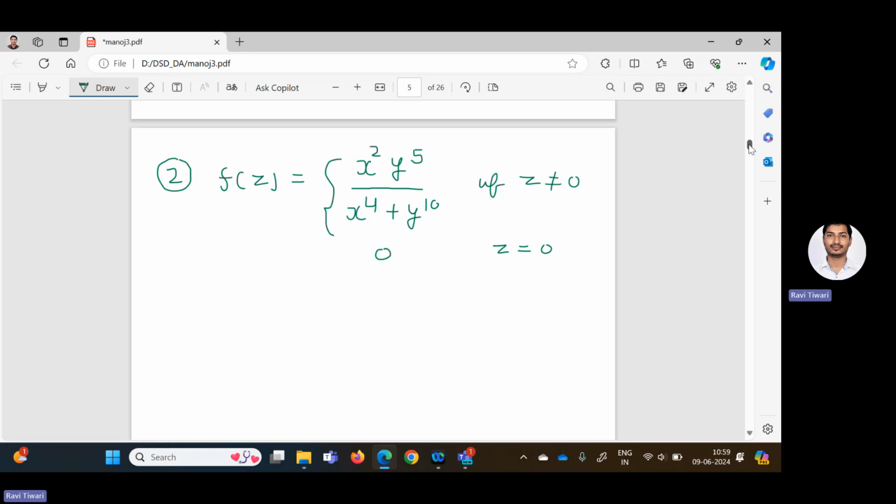Again, we are having the next problem, f(z) equal to x square y power 4 divided by x power 4 plus y power 10, if z is not equal to 0, and 0 if z equal to 0. So we have to check again continuity of this function and whether partial derivative will exist. We can check both, whether this function is discontinuous or continuous, and what about partial derivative at 0 comma 0. So first, let me calculate continuity of this function.